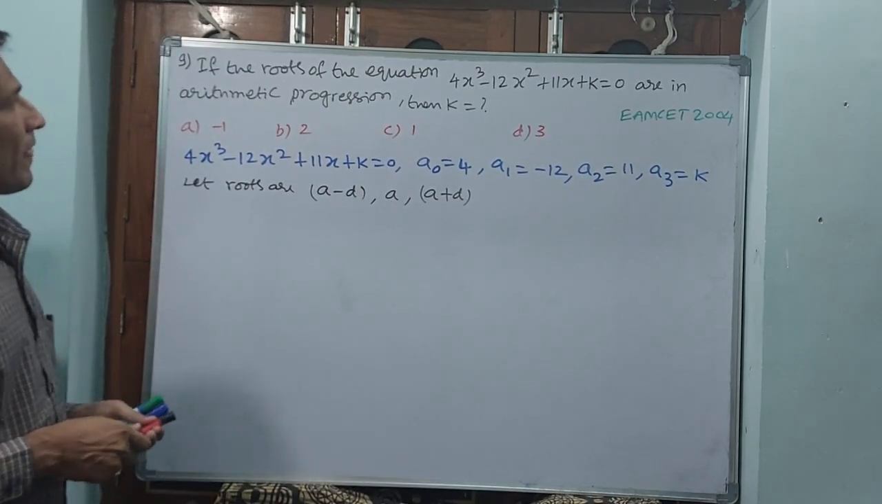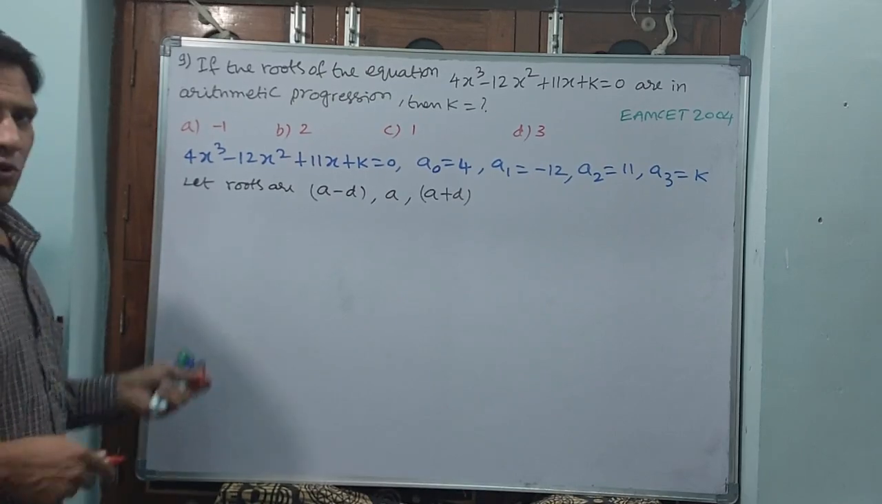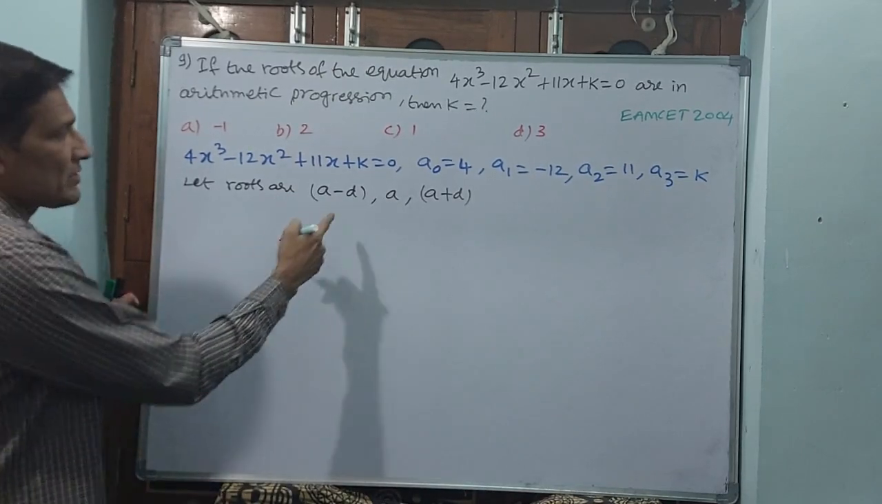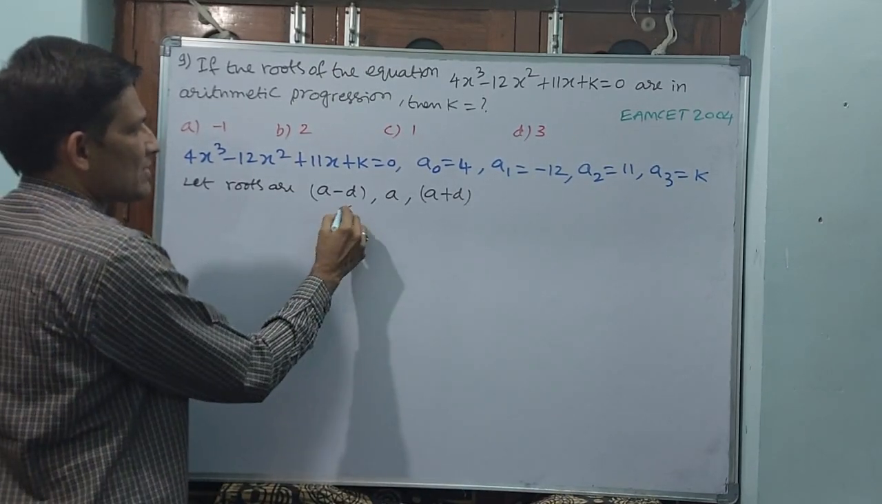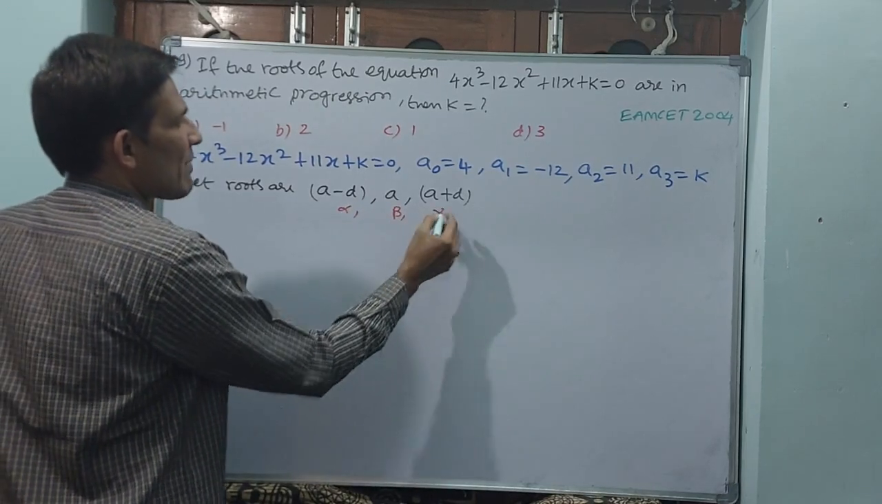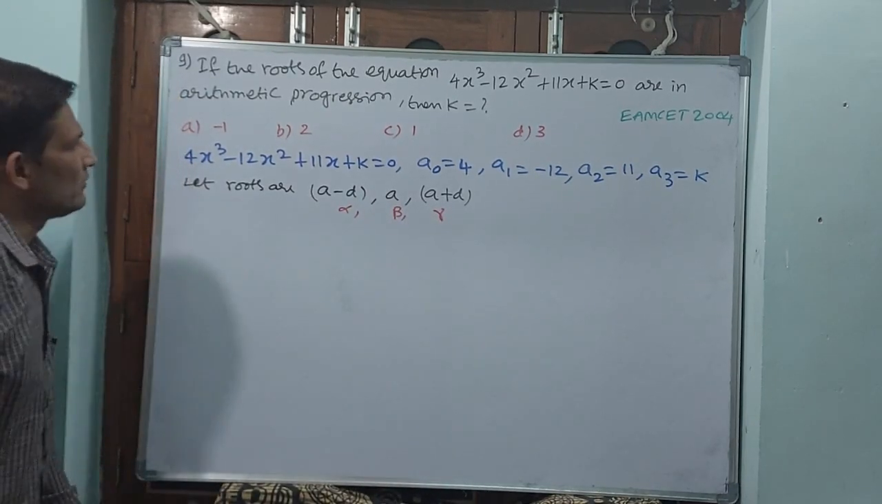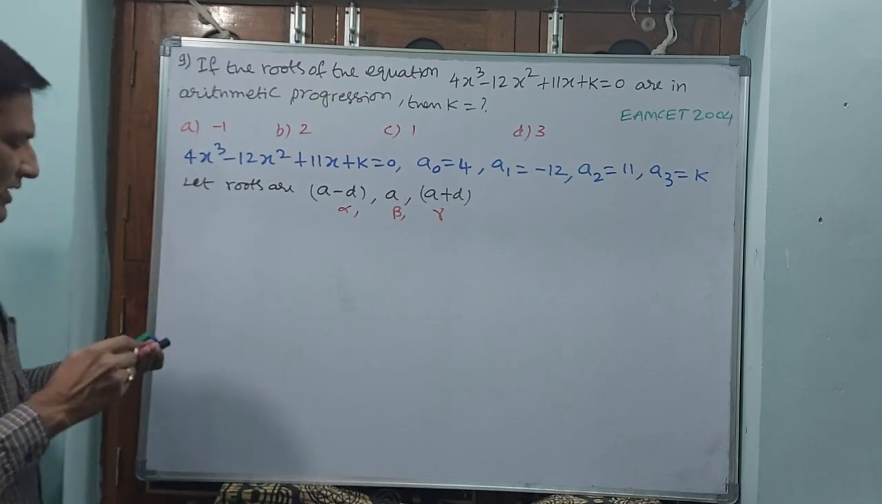Okay, now, yeah, go for what we mean say roots. Why? Because these are the roots. That means alpha is this one, beta is this one, gamma is this one. Okay, let us proceed then.